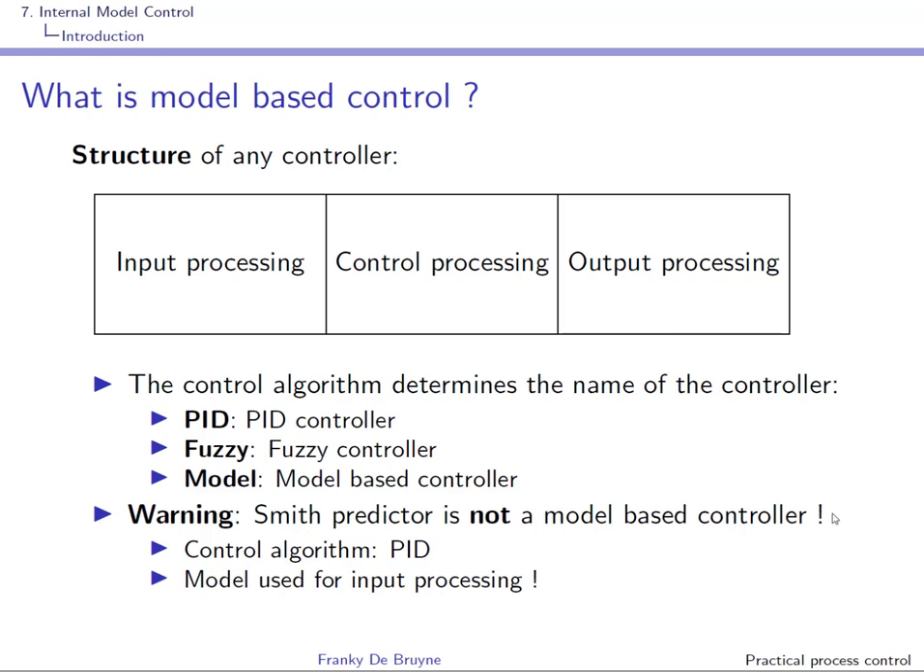It is the control algorithm that determines the name of the controller. So if the algorithm is a PID type algorithm, you have a PID controller. If it is containing fuzzy logic, it's a fuzzy controller, and if it is containing a model to construct MV, then it's a model-based controller. So for instance, a Smith predictor is a hybrid type controller because the control algorithm is PID and the model is used in the input processing to construct the predicted PV.